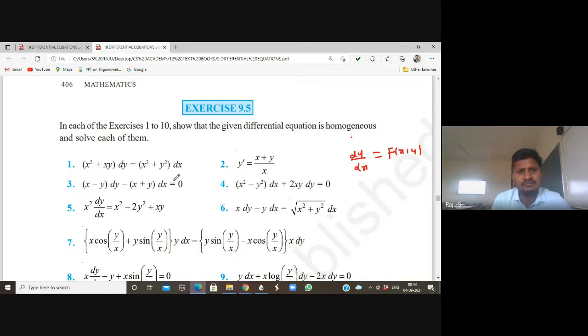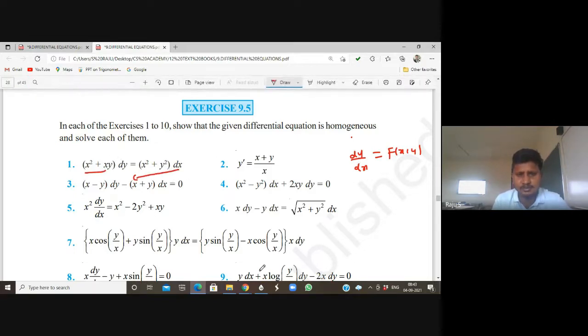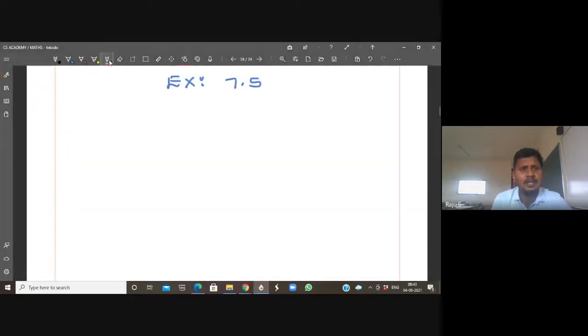It's simple, just dx, we can cross multiply. This x square plus x, we will cross multiply. Yes, tell me the first question. What is the first question? First question: x square plus xy dy is equal to x square plus y square into dx.